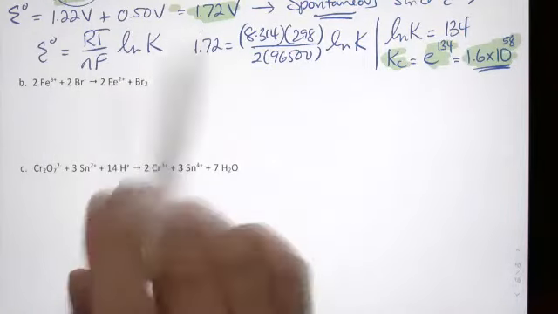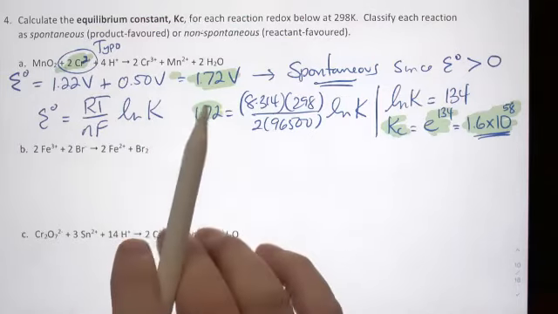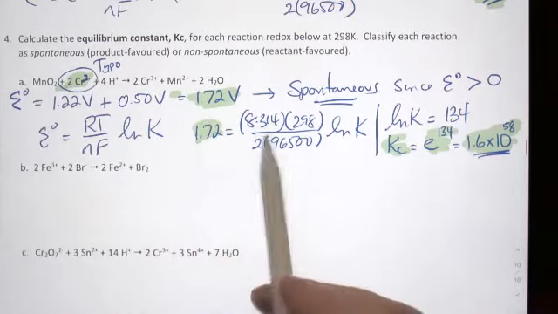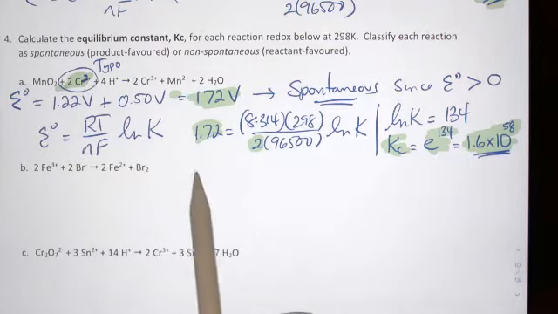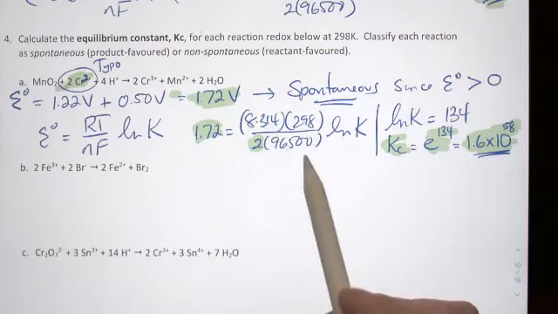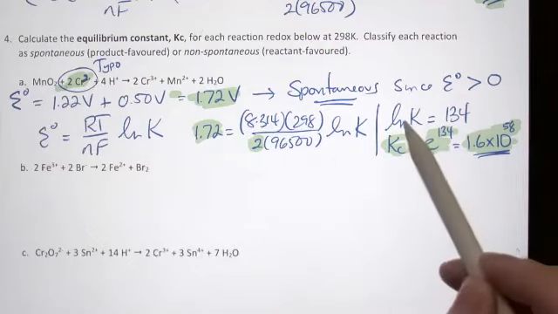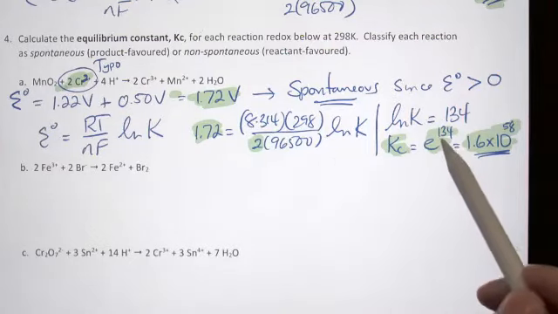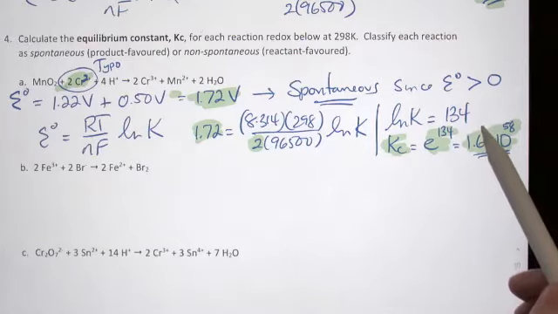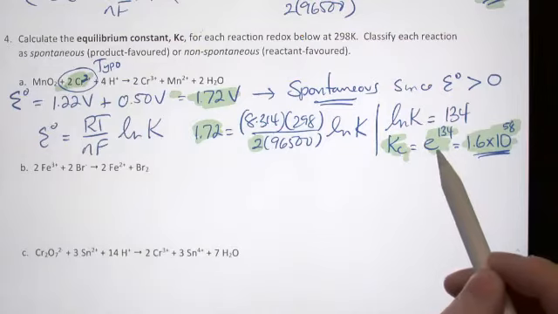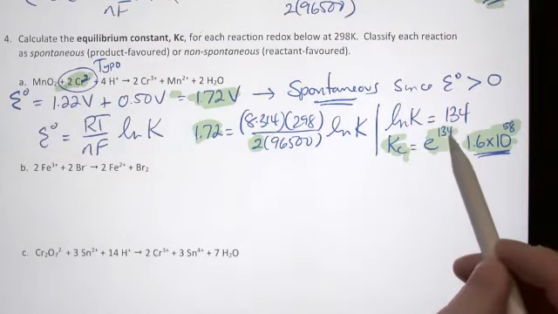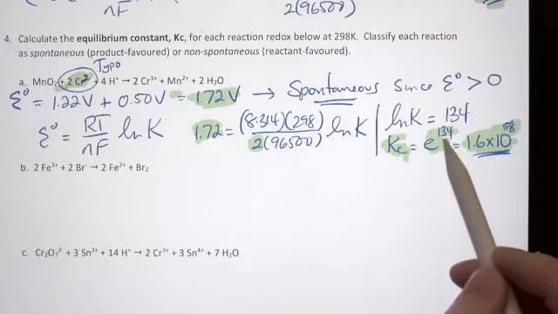And I just plug the information in. E naught is 1.72 volts. You can see from the half reactions that n here is also a 2. And you put in the temperature, R and F, and you end up getting that the natural log of K is 134. So Kc is going to equal e, the base of the natural logarithm, to the power of 134. That's going to be a very big Kc.